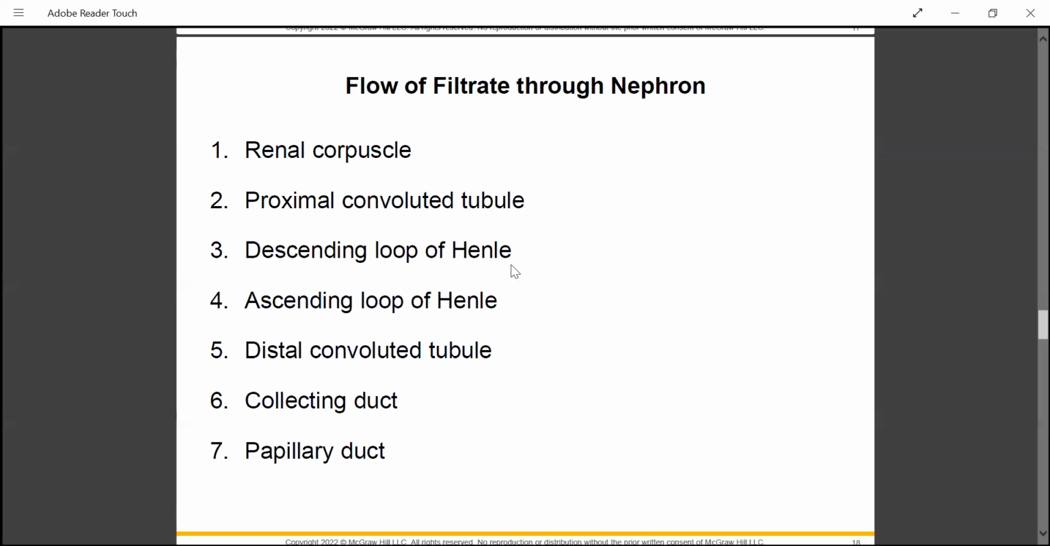We then have the descending and ascending loops of Henle. We're going to have water and other solutes moving both in and out of our filtrate during this step. The distal convoluted tubule is going to collect that filtrate from the ascending loop, and it's going to be the bridge to our collecting duct. The collecting duct then filters to the papillary duct, where we end up meeting our calyx and then eventually the renal pelvis.